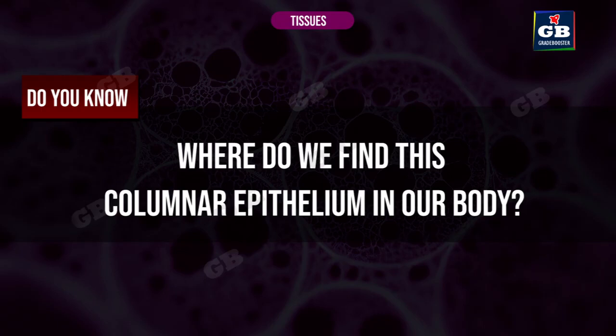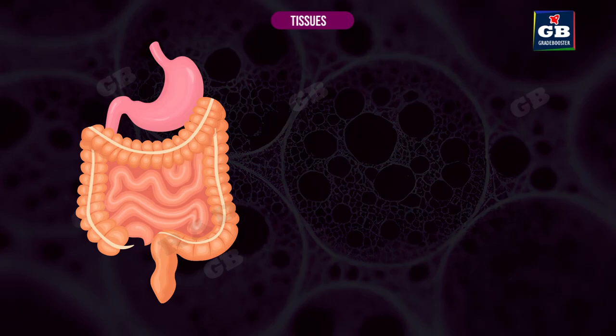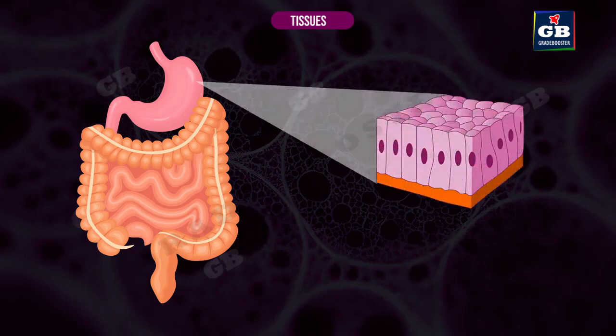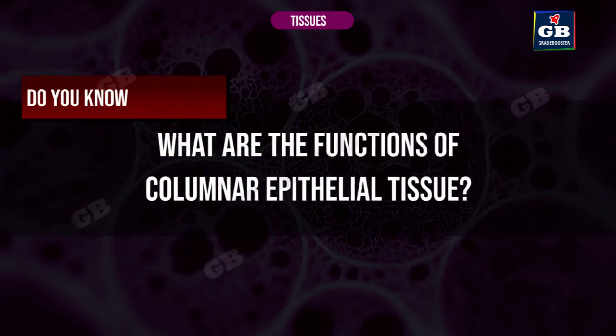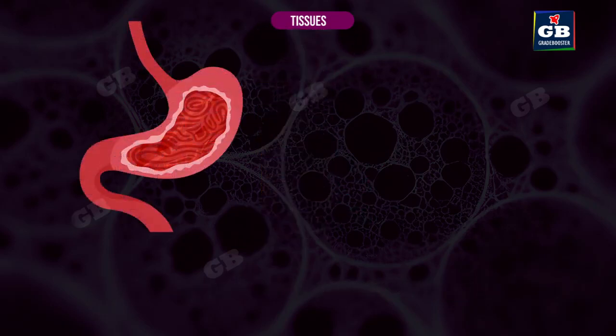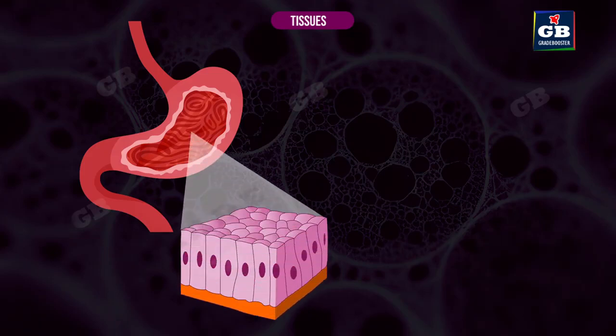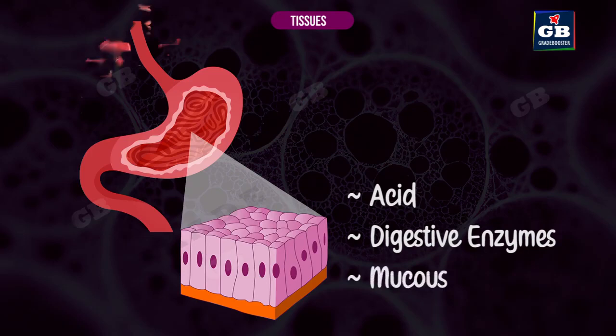Where do we find this columnar epithelium in our body? This tissue is mostly found in the lining of stomach, small intestine, and large intestine. What are the functions of columnar epithelial tissue? The primary function of columnar epithelial tissue is absorption and secretion. The columnar epithelial tissue present in the inner lining of stomach secretes acid, digestive enzymes, and mucus.